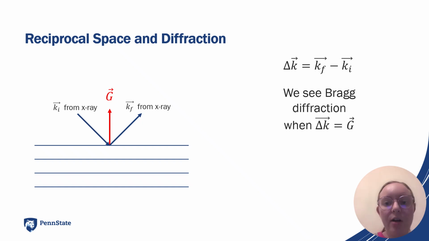It turns out that we get Bragg diffraction when delta K, or the difference in the momenta of the reflected and the incoming X-ray, is equal to that G vector. And if you work out the math, this corresponds with the common form of Bragg's law that I'm sure all of us are familiar with.